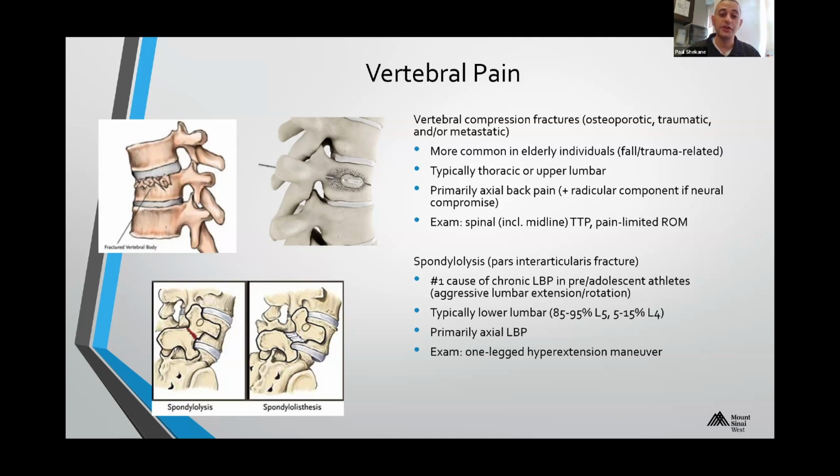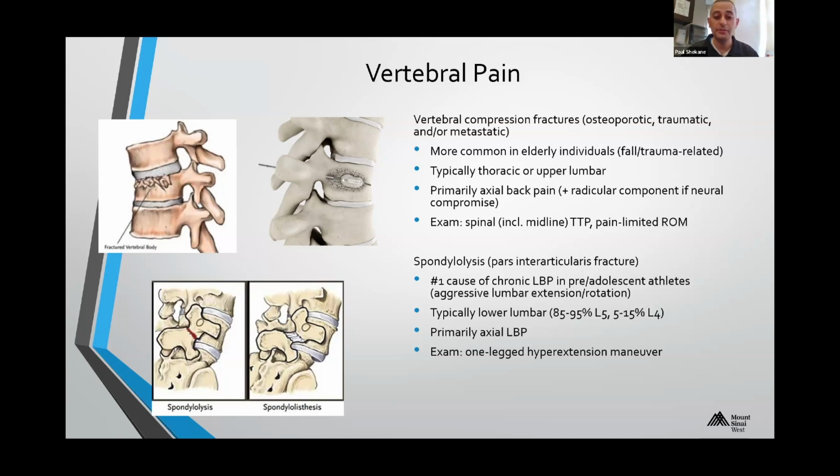Typically, these fractures occur in the thoracic or the upper lumbar spine. It'll be mostly axial pain. However, if the fracture contents enter the spinal canal, you may get nerve-related pain as well. Or if it's a very severe fracture, you may get signs of myelopathy. So it really depends on the fracture pattern or the severity of the fracture.